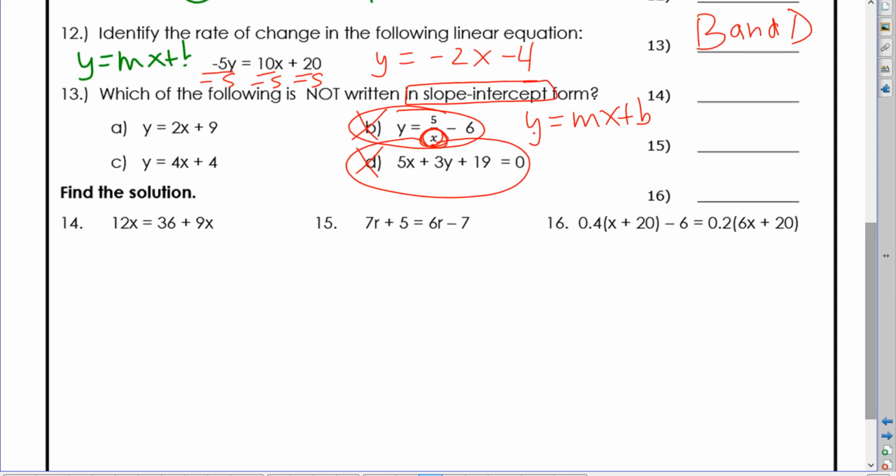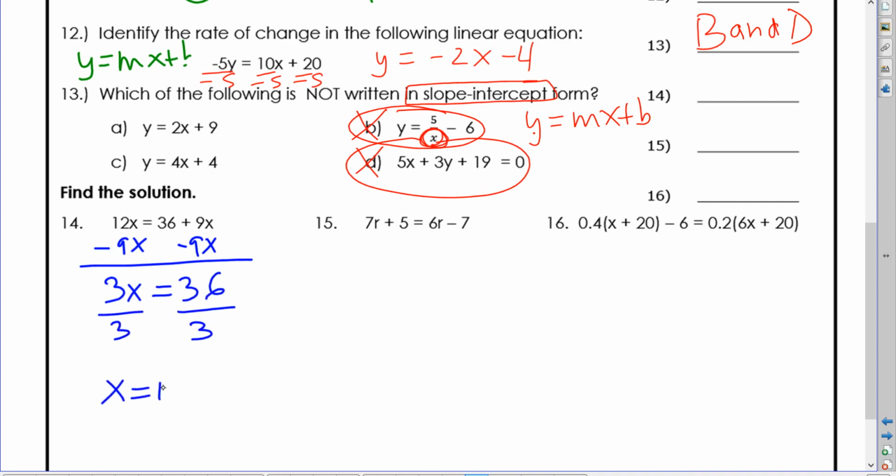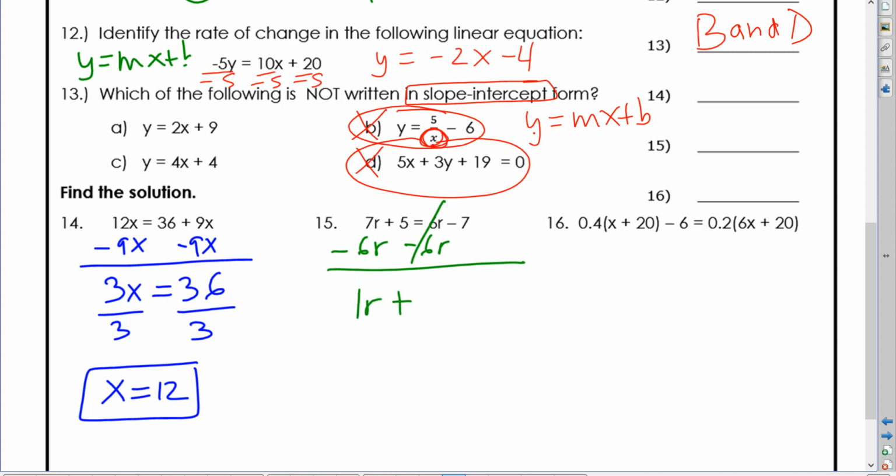All right, last 3 is mixed review. So to solve, you get x by itself. You should feel very comfortable solving equations by now. When you have variables on both sides, you subtract or add the whole variable term. 1r. And from now on, I'm going to leave this 1 off. Leave it invisible.